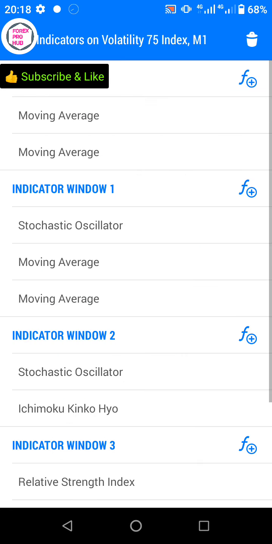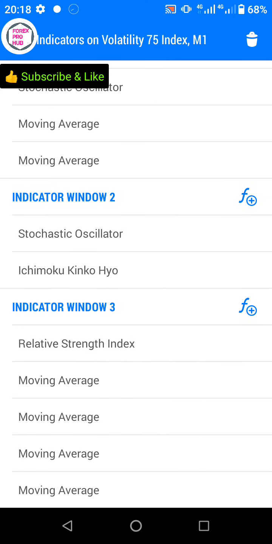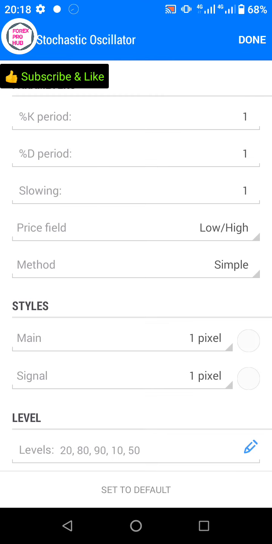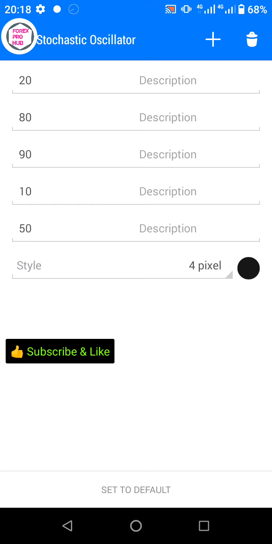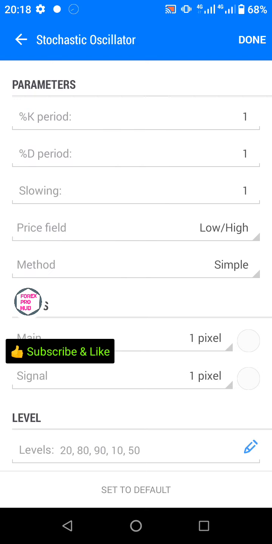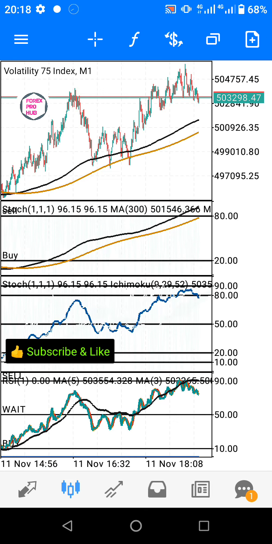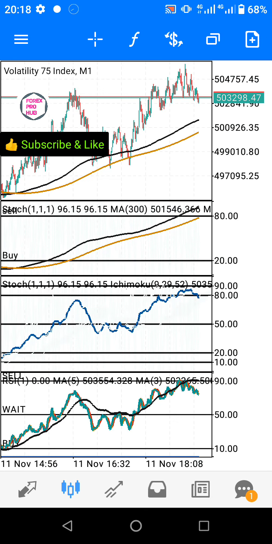Now let's move to indicator window 2. The first thing we have there again is stochastic oscillator with 1111, low high, simple, 1 pixel, and not visible, just like the other one. But this time around the level has changed. Look at the levels here. We have levels 20, 80, 90, 10, and 50. We have 5 levels, and then 4 pixels, colored black, and then you return, and then click done. You have it this way.